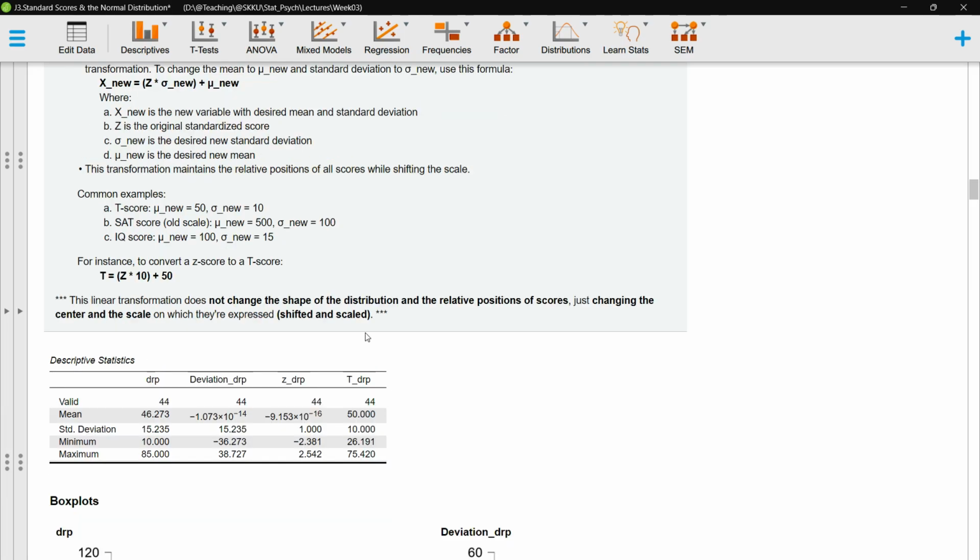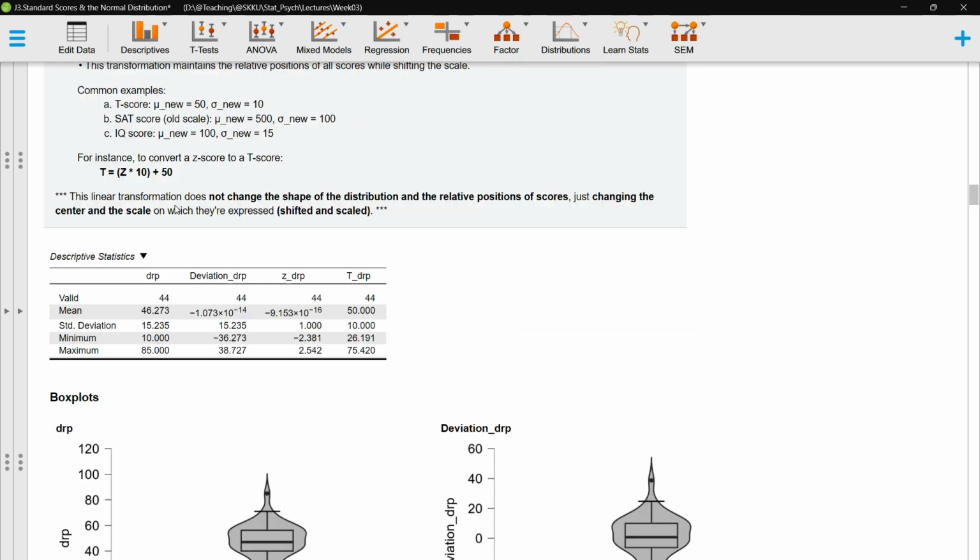Okay, let's look at an example data. Our example data is the DLP, the reading power score. We have 44 valid observations. You remember the mean was 46 something and the standard deviation 15 something. The minimum and maximum values are 10 and 85 respectively. Remember that.